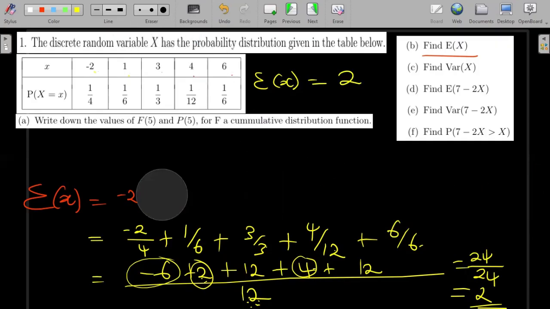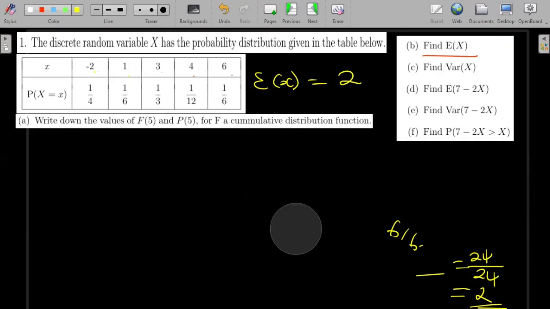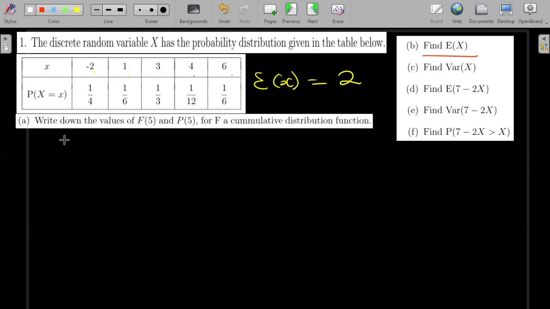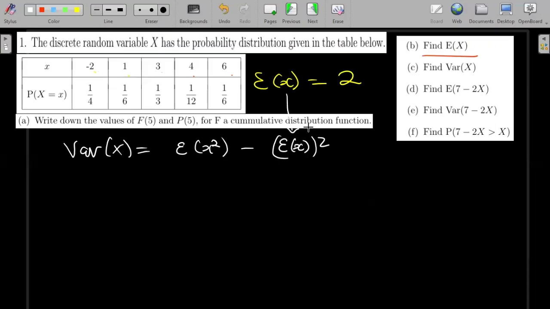Okay, and then we look at C. C, they're saying find the variance. So remember the formula for the variance. We said the variance of x is equal to the expected value of x squared minus the expected value of x, and then we square it. So the expected value of x, we already have it there. So we just want to find the expected value of x squared.